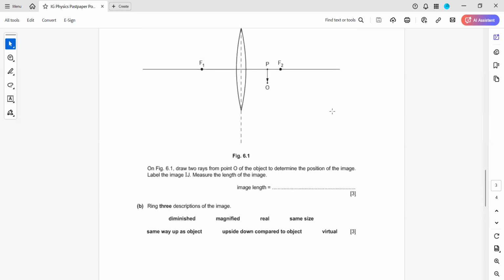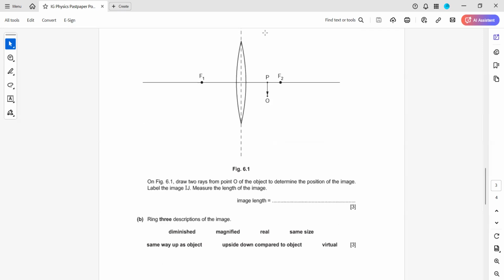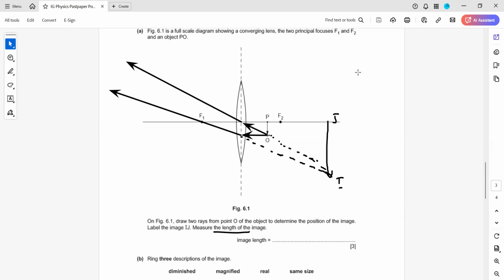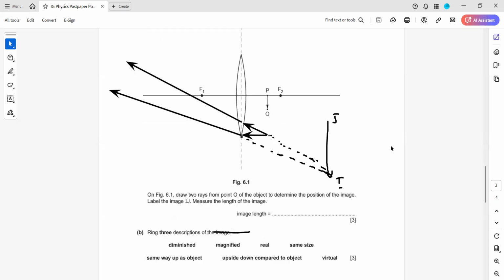Write three descriptions of the image. What are the descriptions of this image when you see it? Magnified, that is one. Is it diminished? No. Is it real? No. Is it the same size? No. Same way up as the object? Yes, upright. Upside down? No. Is it virtual? Yes, it is virtual.